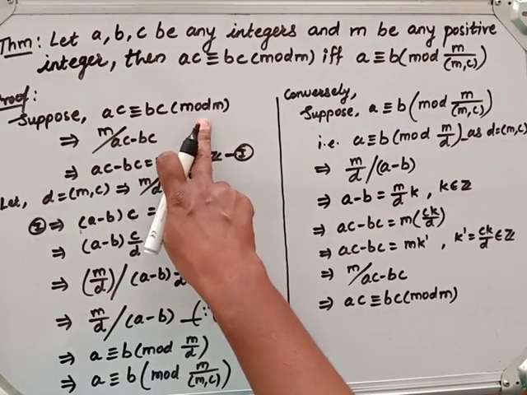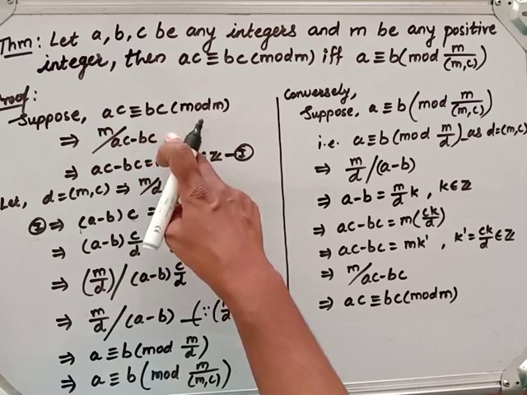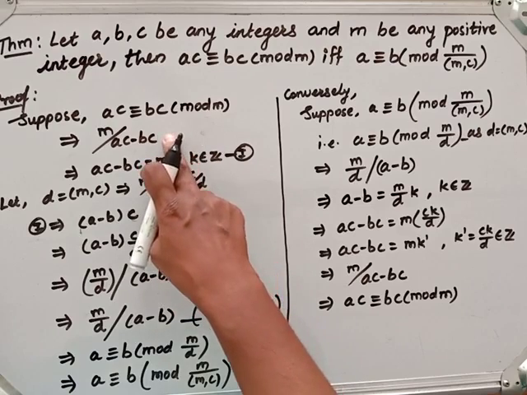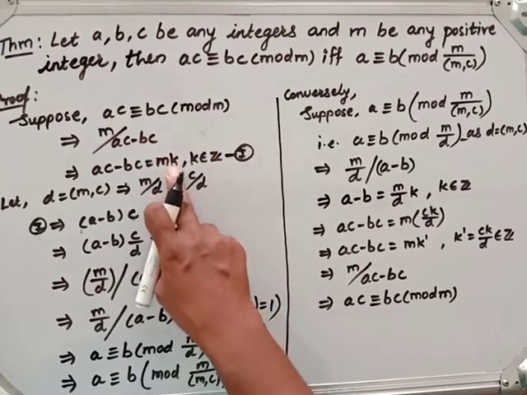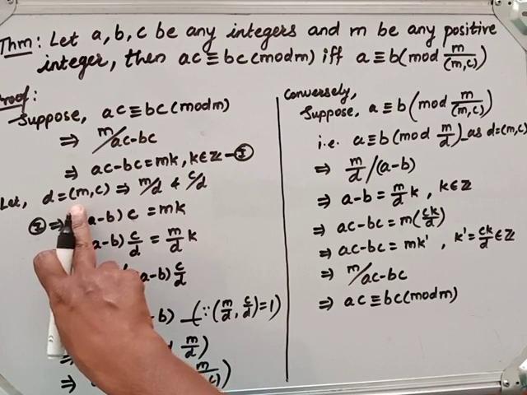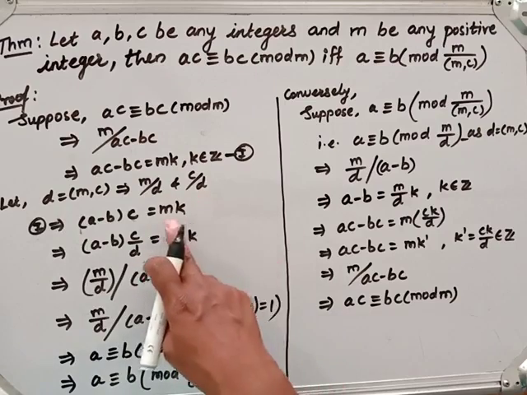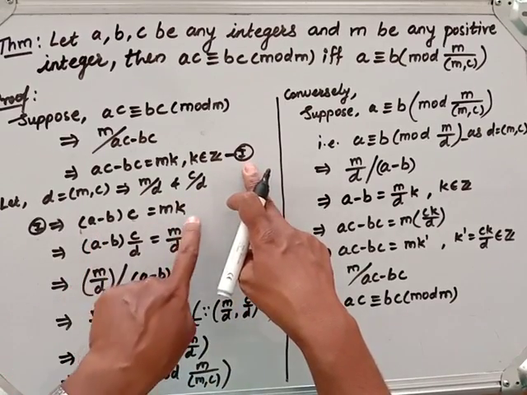What we have assumed first? AC congruent to BC modulo M. Then by definition of congruence and divisibility we have written this. Here we have assumed D is the GCD of M and C. Then it is a property of GCD. Later on this equation 1 we have written as such.